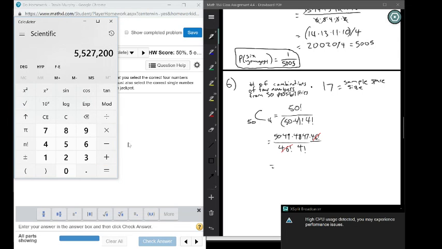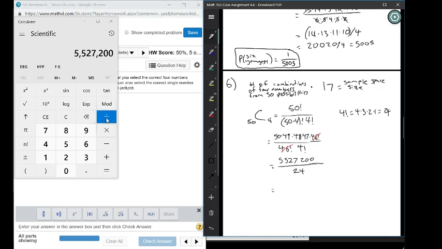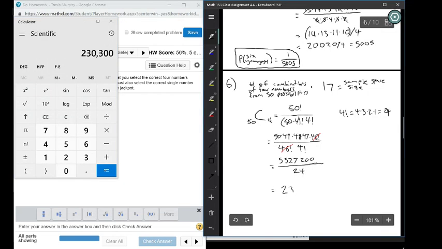And then you write that down. Four factorial is 4 times 3 times 2 times 1, so 24. So 24 here. So then divide the 5,527,200 by 24 to get 230,300.